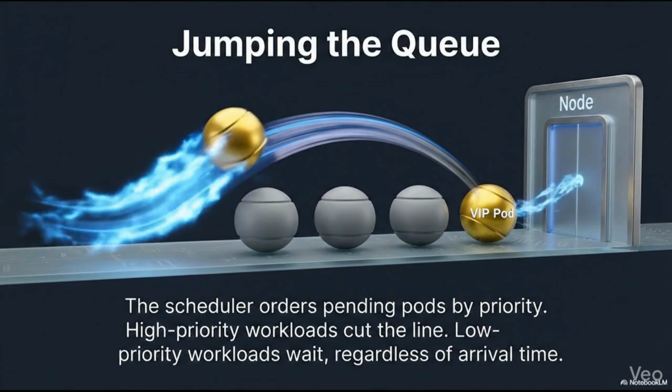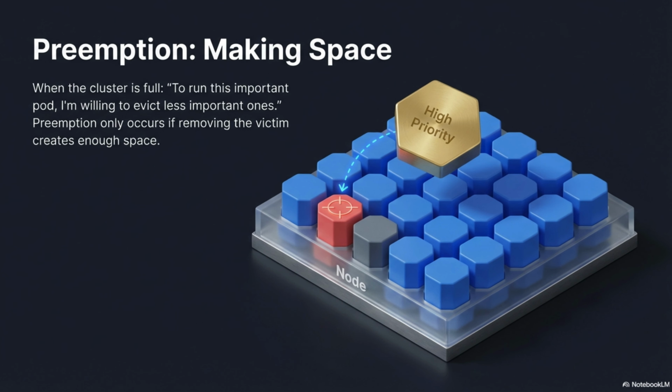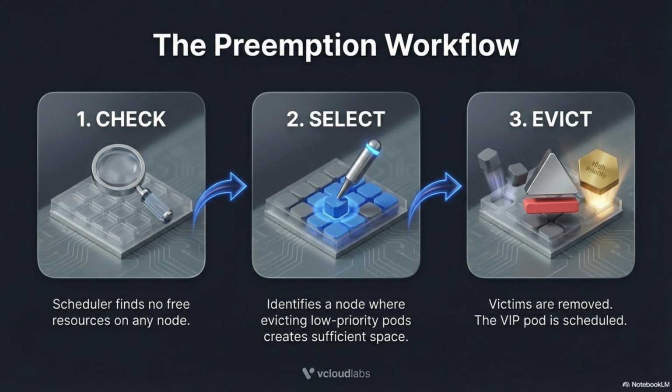Okay, so our pod is a VIP. That's great. But the cluster is still full, right? Having a high priority doesn't magically create new servers. This is where the real action happens. Let's look at how preemption actually makes room for these critical pods.